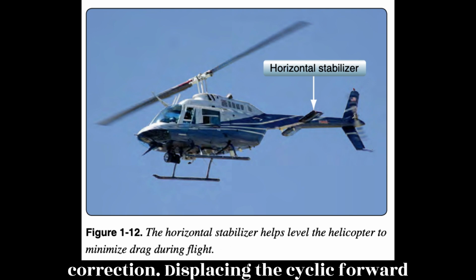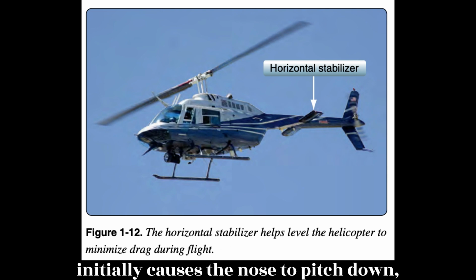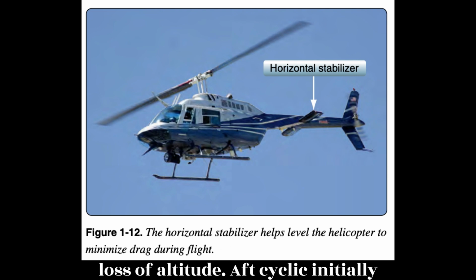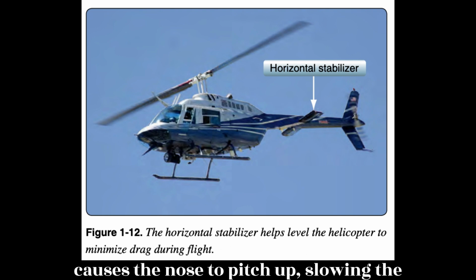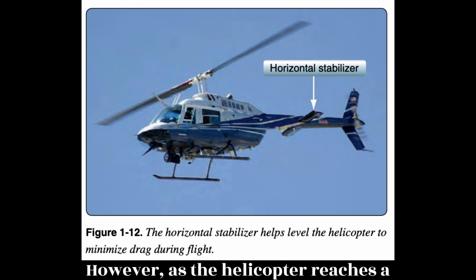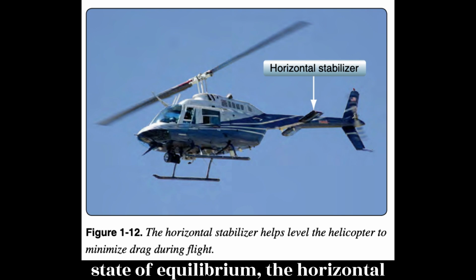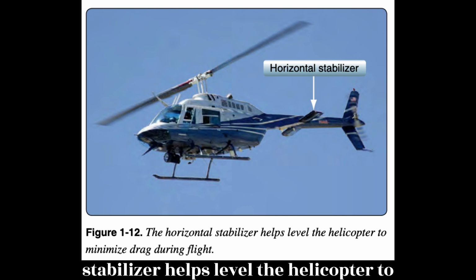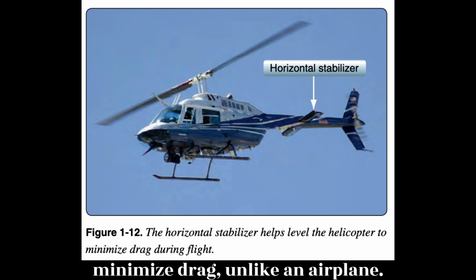Displacing the cyclic forward initially causes the nose to pitch down, with a resultant increase in airspeed and loss of altitude. Aft cyclic initially causes the nose to pitch up, slowing the helicopter and causing it to climb. However, as the helicopter reaches a state of equilibrium, the horizontal stabilizer helps level the helicopter to minimize drag, unlike an airplane.